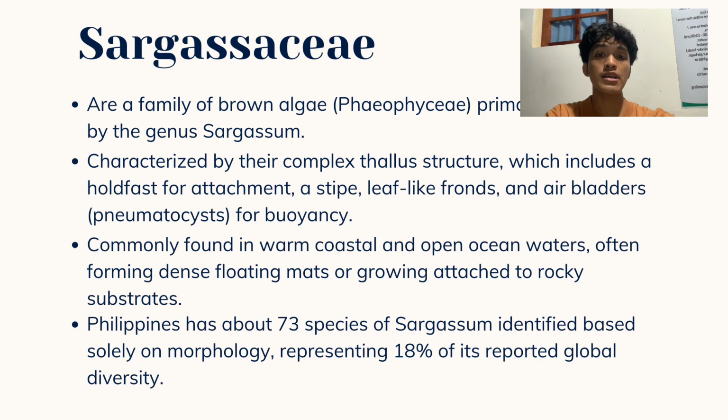It is characterized by its complex structure, which includes a holdfast for attachment, stipe, leaf-like fronds, and air bladders, or pneumatocysts, for buoyancy. They are commonly found in warm coastal and open ocean waters, often forming dense floating mats or growing attached to rocky substrates. The Philippines has multiple species of Sargassum, identified based solely on morphology, representing 18% of its reported global diversity.